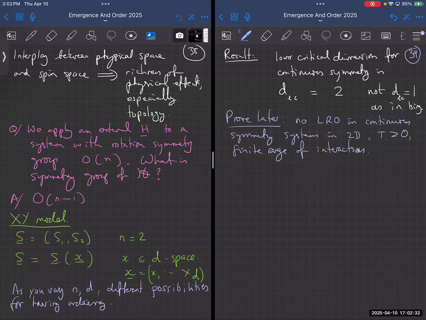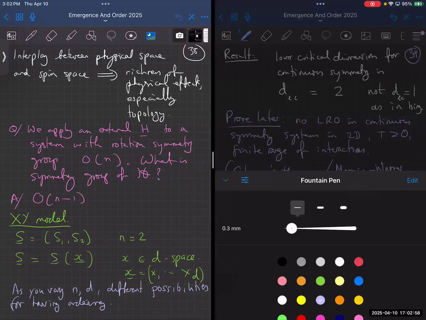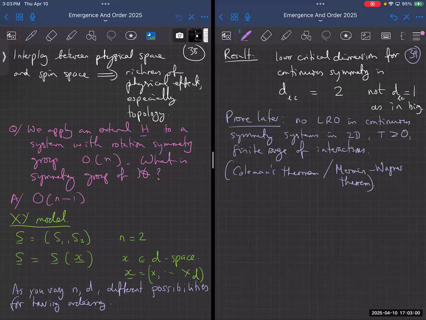This result is known as Coleman's theorem in field theory, and in condensed matter, it's called the Mermin-Wagner theorem. Okay, so you might say, well, really, who cares? This sounds a bit strange. So what could be a physical application of this?